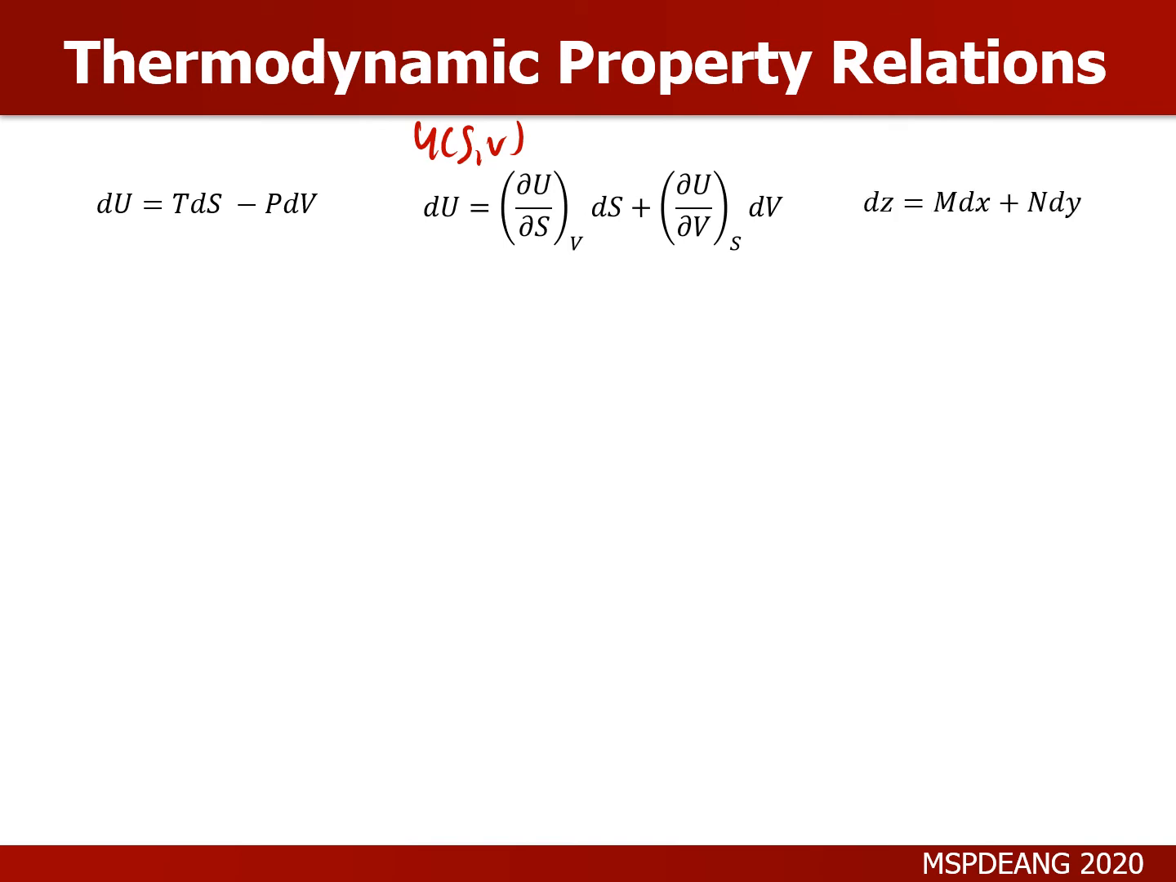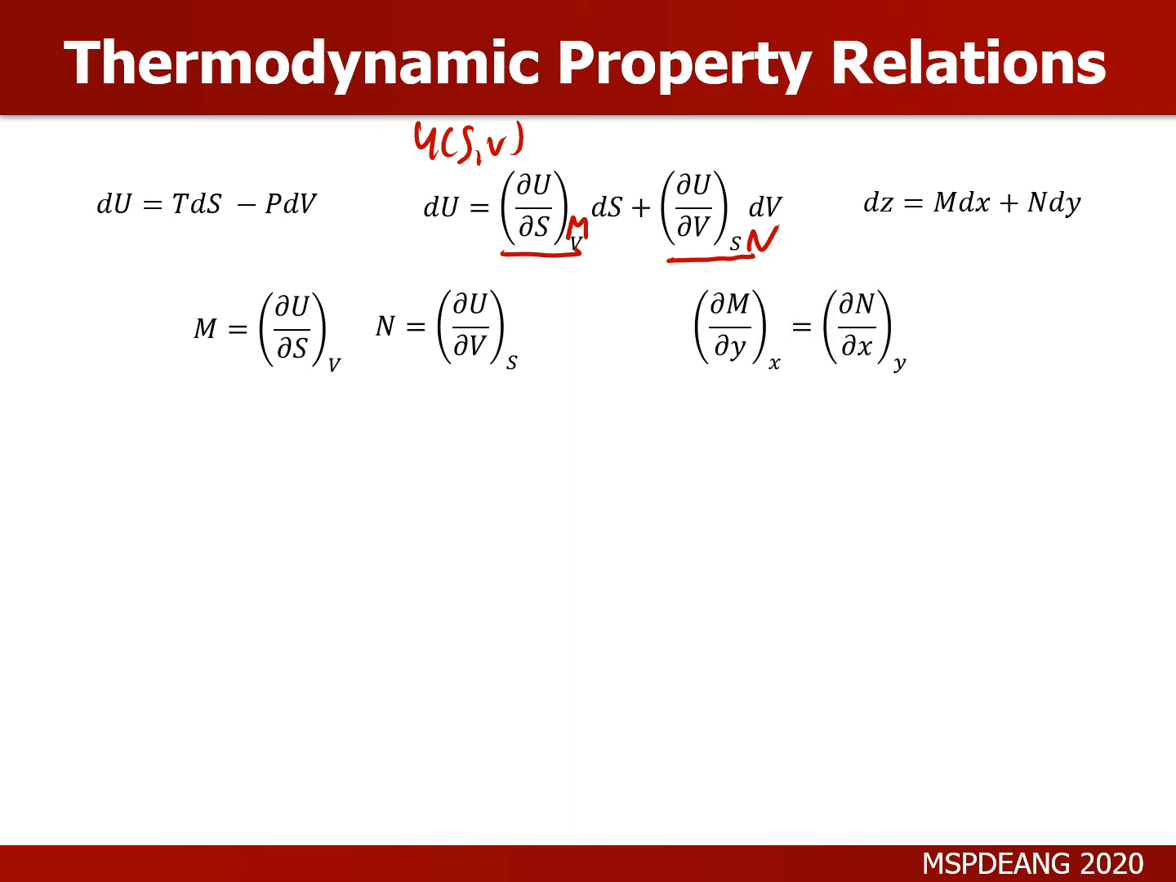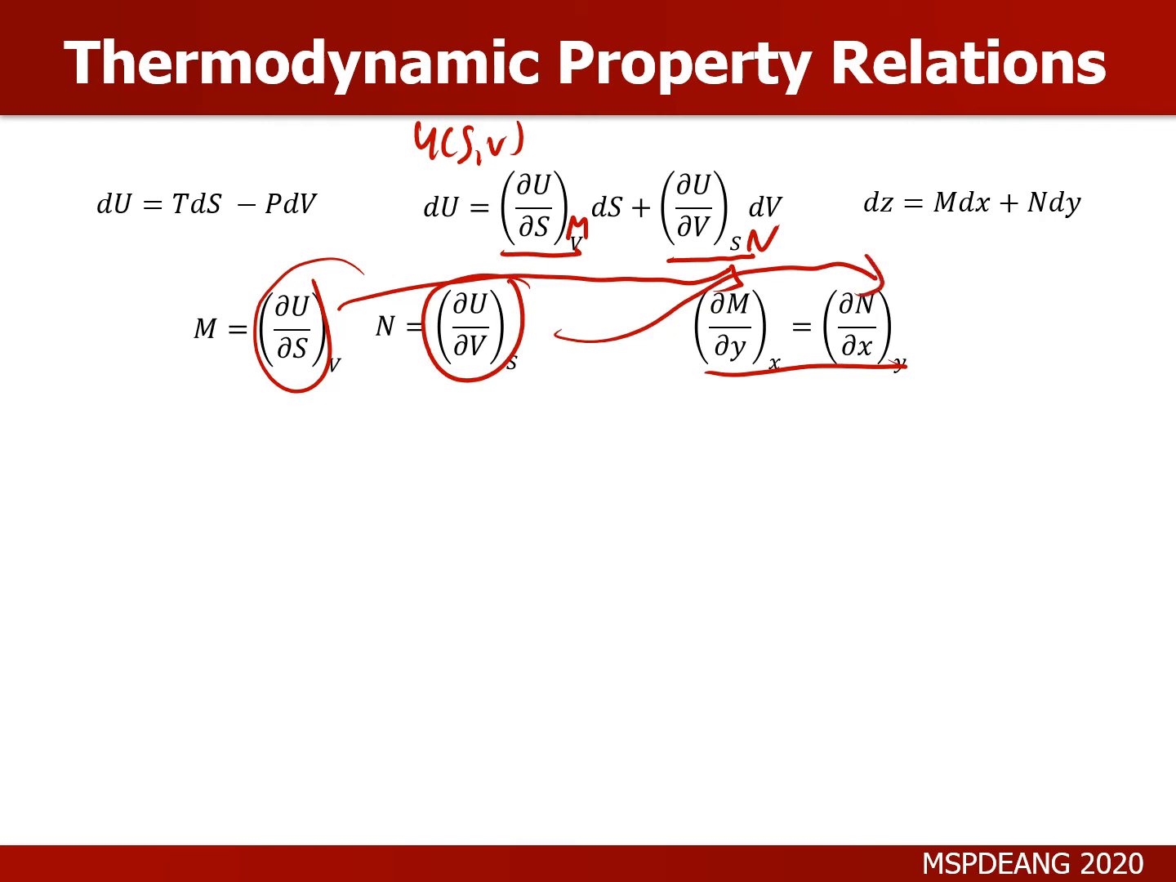And recall the definition of an exact differential, dz is equal to M dx plus N dy. Okay, meaning, if this is an exact differential, you have this whole term, partial of U with respect to S at constant V, this is M. The partial of U with respect to V at constant S, this is equal to N. Okay, so M, ito yung value niya, and N, ito yung value niya. Okay, so with this, you can now express, using the definition of the exact differential, the partial of M with respect to y at constant x is equal to partial of N with respect to x at constant y. Okay, so if this is M and this is N, you can now plug it into this equation. Substitute yan. Tapos ito, substitute dito.